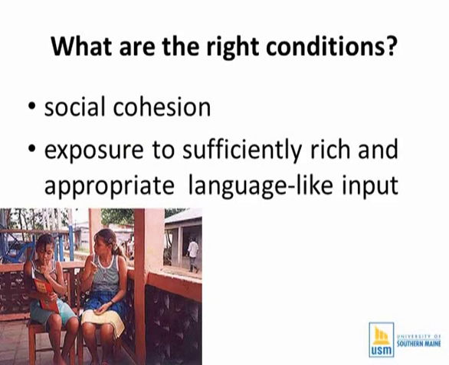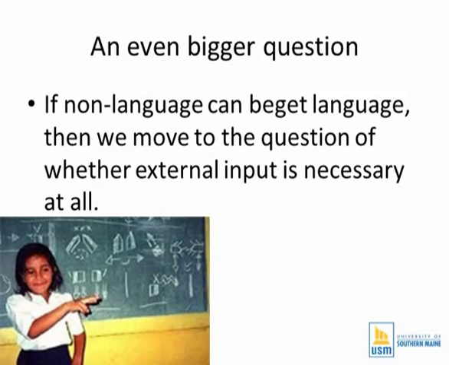So what are the right conditions? You just have to get enough people together doing things that trigger those four instincts. And if you trigger them within the critical period, you should get language.